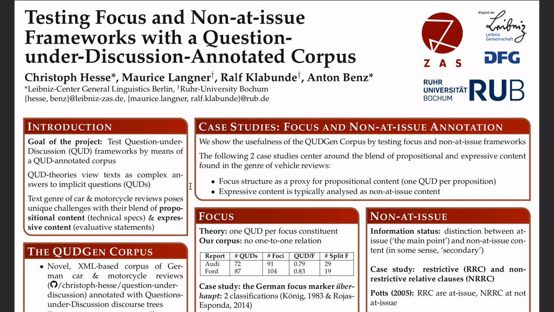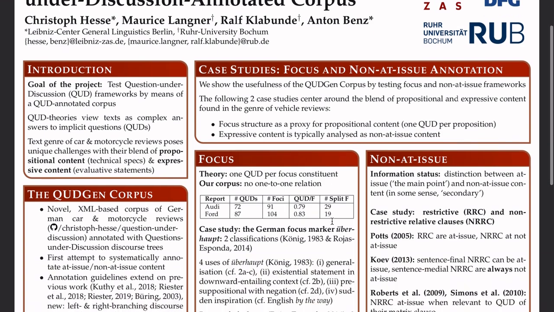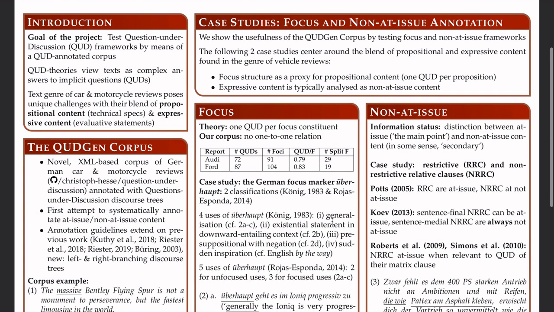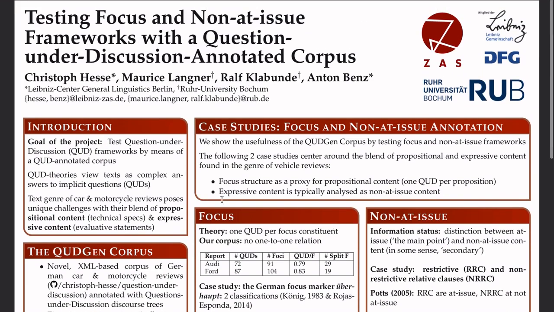For this poster, we want to focus on using the corpus in two case studies, one on focus structure and the other on non-issue content. Both case studies address this genre's blend of propositional and expressive content. Right? So focus structure speaks to the information structure of propositional content. Non-issue content speaks to expressive content because expressive evaluative content is the prime example of non-issue content. But before we get into that, a little bit more about the corpus.